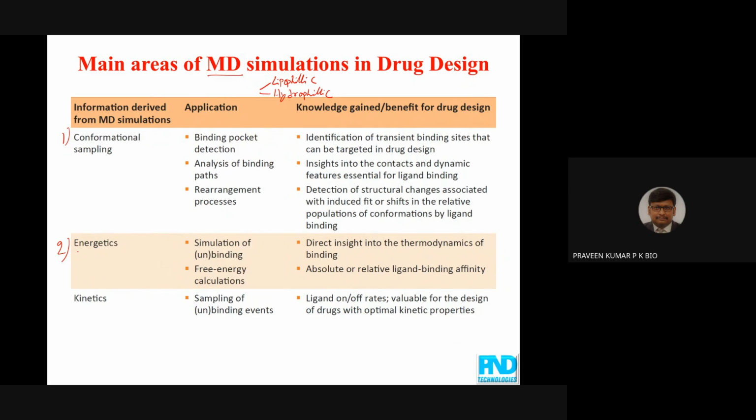If you see, the second thing they have mentioned is energetics. The energetics calculation is used to determine the simulation of binding and unbinding. For example, if you use a drug, how much drug is binding with the target receptor and how much is going to unbind from the exact target receptor. This can be determined through energy determination. This is one of the major applications to check the binding and unbinding nature of drug molecules.